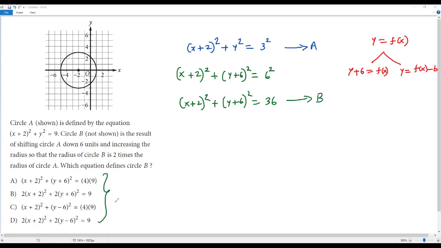Now we have to check the answer choices for the equation of circle B. I find the left side over here in answer choice A. On the right side over here, 4 times 9. 4 times 9 is 36. That's exactly what we have over here. So the correct answer choice for this question is A.